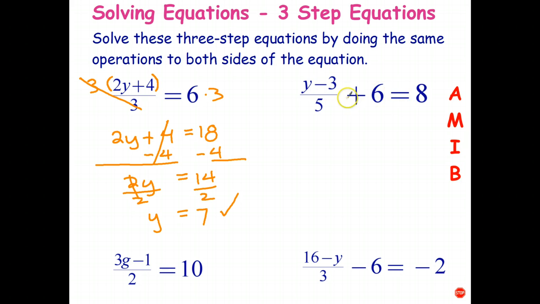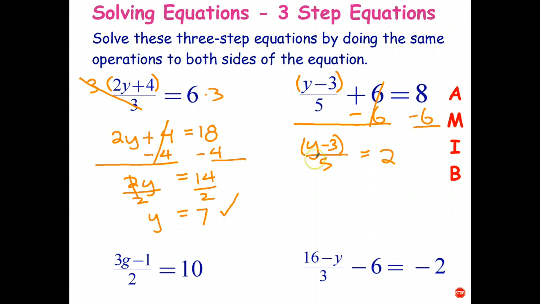Okay, looking at the question on the top right. In this case, we do have an addition, and it's the first thing we have to get rid of. It's not part of the fraction, so it's not going to go in the brackets. And in fact, let's put the brackets in before we start. So therefore, the first thing I'm going to do is subtract 6 from both sides. And that leaves me with y minus 3 all over 5 equals 8 take 6, which is 2.